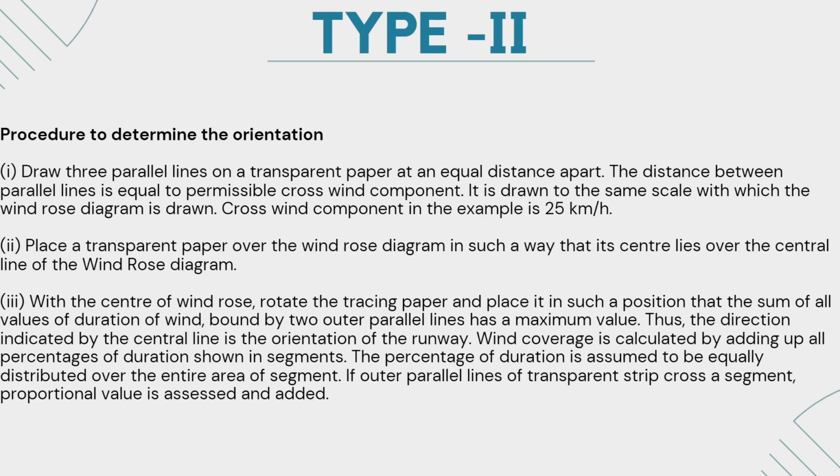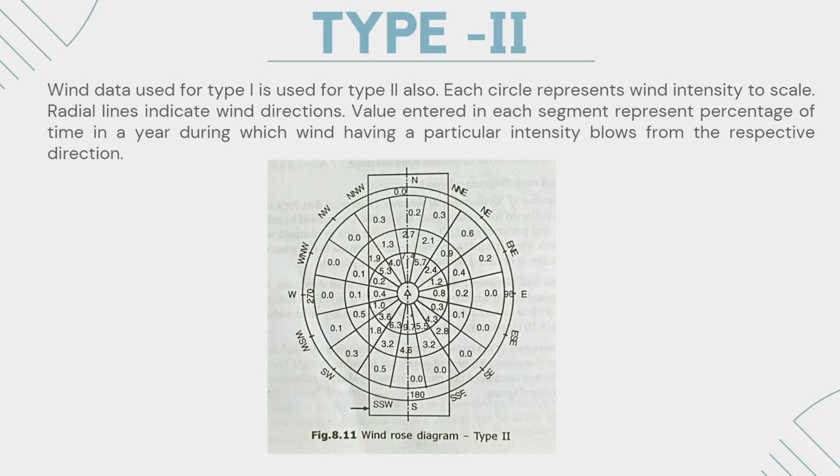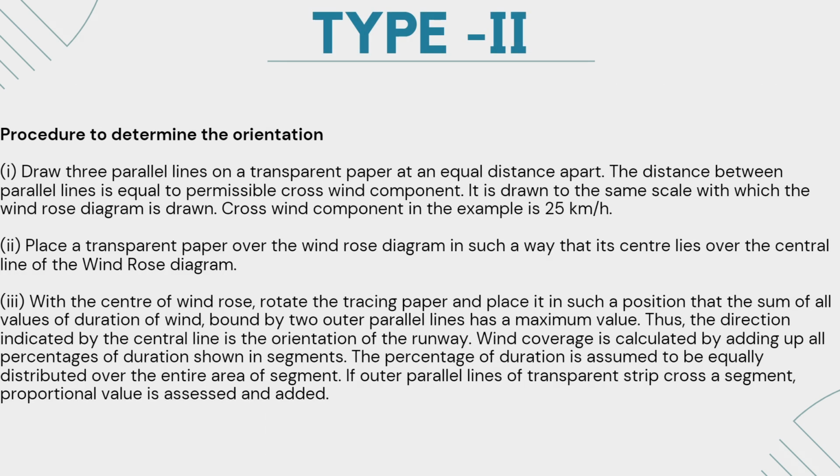So the procedure to determine the orientation is we have to draw 3 parallel lines on a transparent paper with an equal distance apart. That equal distance measurement is given in our question itself. So they will be giving us the permissible crosswind component. So in this diagram I have taken 25 km per hour for the distance between the 2 parallel lines. So by placing the transparent paper over the windrose diagram in such a way that its center line lies over the center line of the windrose diagram.